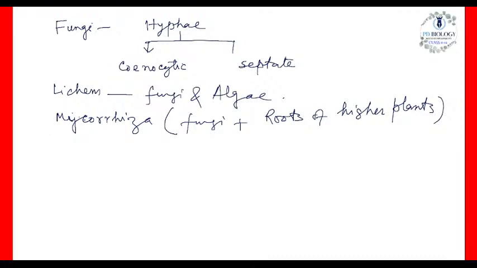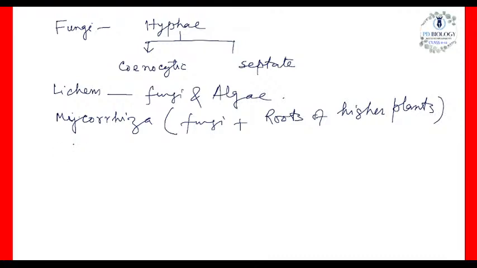Reproduction: vegetative propagation by fragmentation, fission, and budding. They show conidia as asexual reproduction, zoospores, and sporangiospores. They also have oospores, ascospores, and basidiospores. These are the distinct structures of their fruiting bodies.